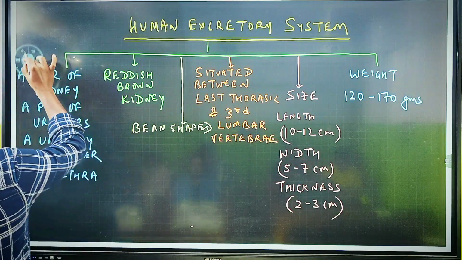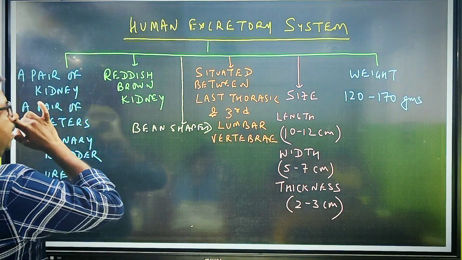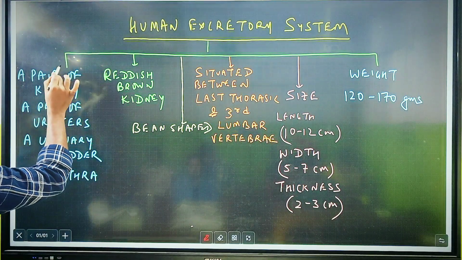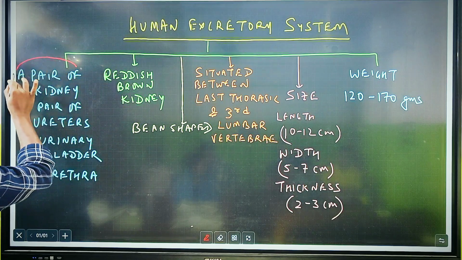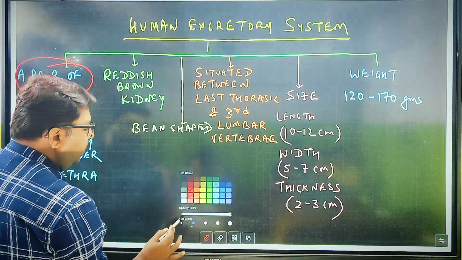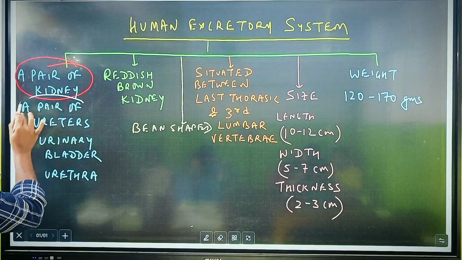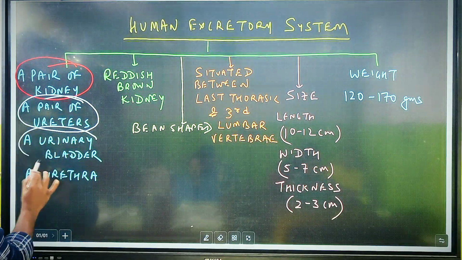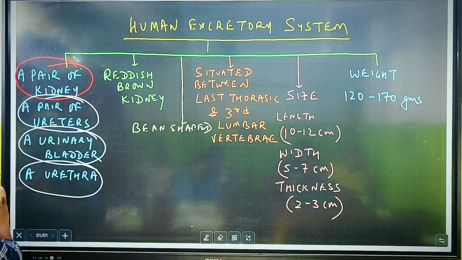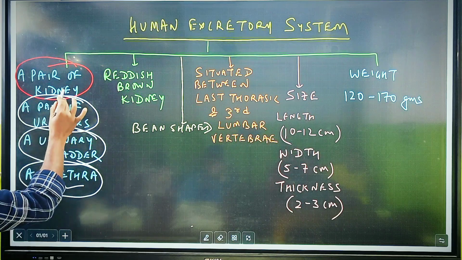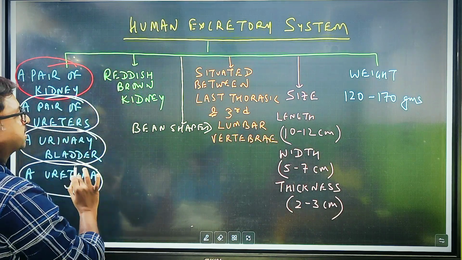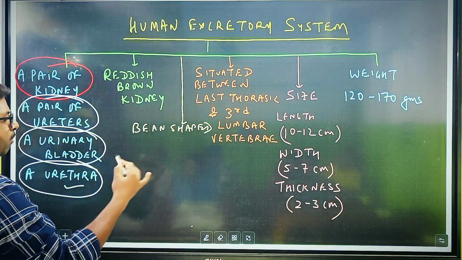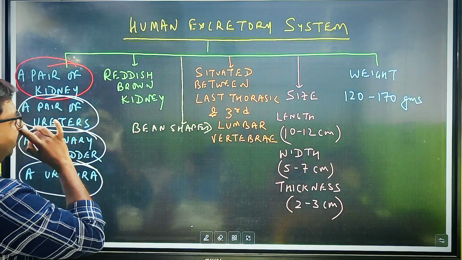So when we talk about the human excretory system, what is there in the human excretory system? A pair of kidneys, a pair of ureters, a pair of urinary bladders, and one urethra. So this makes the human excretory system. The diagram I'm going to show you in the next slide.